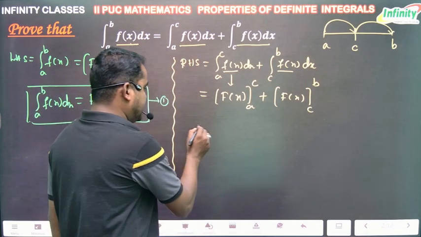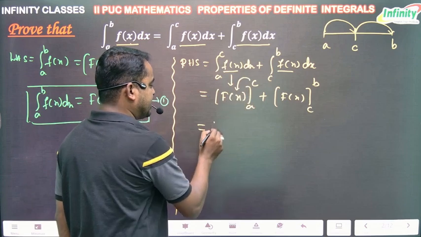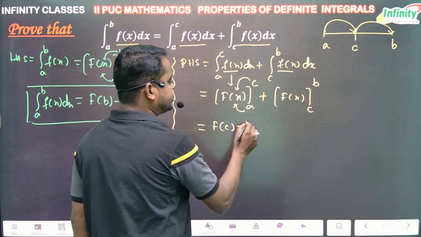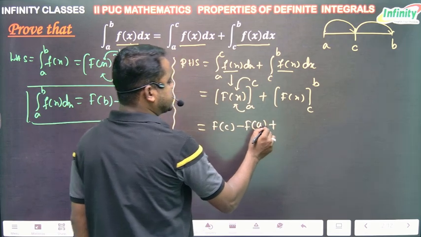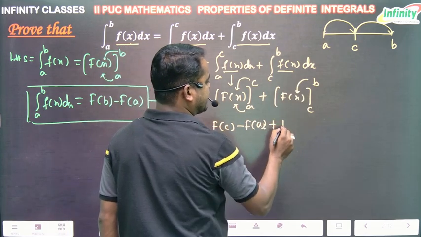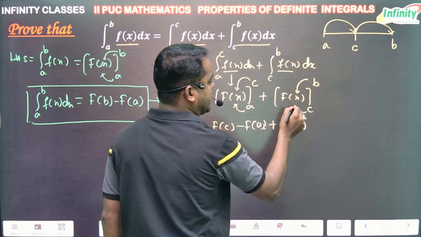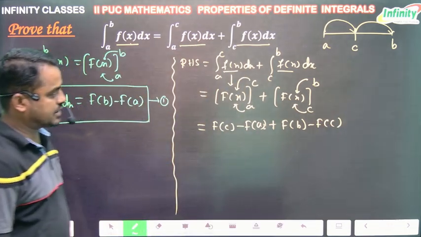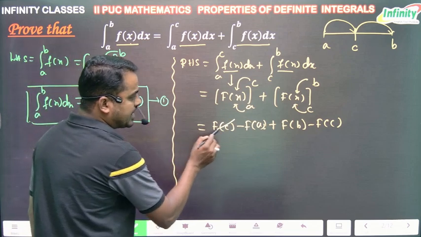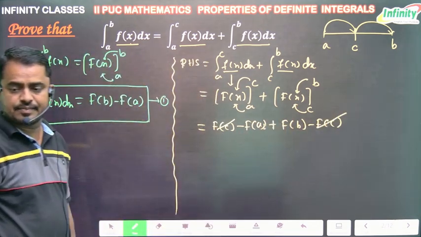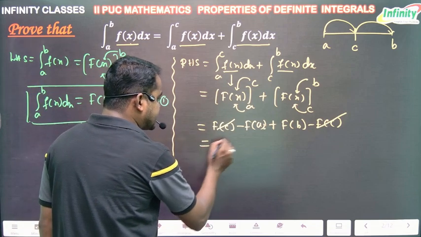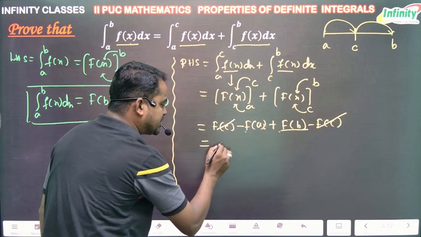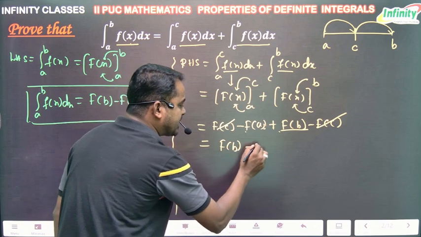Now first we substitute the upper limit, that is F of c minus F of a, plus F of b minus F of c. Here plus F of c and minus F of c get cancelled. Now I am writing minus F of a and plus F of b. It can be written as, first F of b because it is positive, then minus F of a.